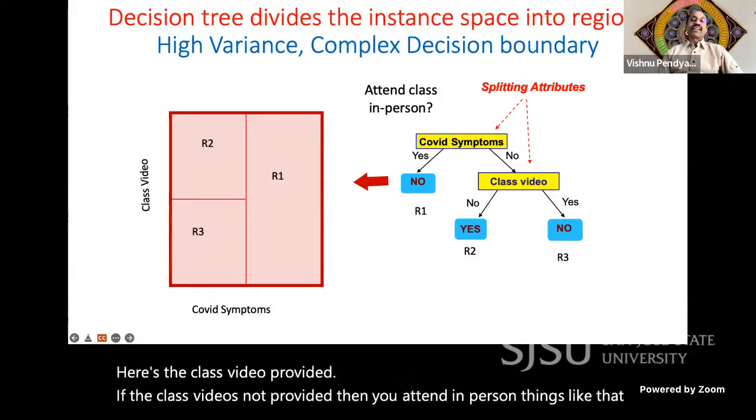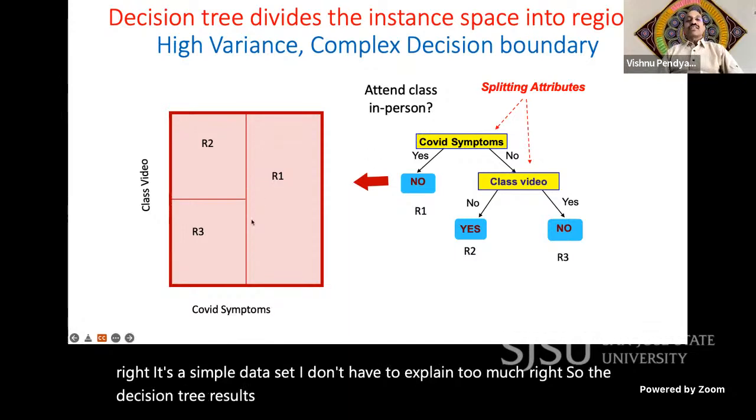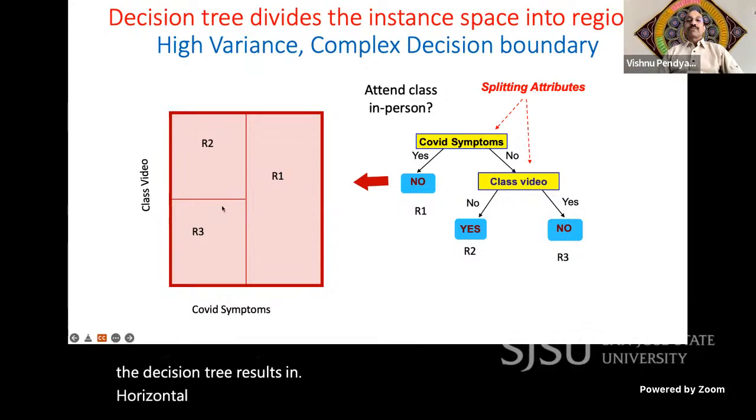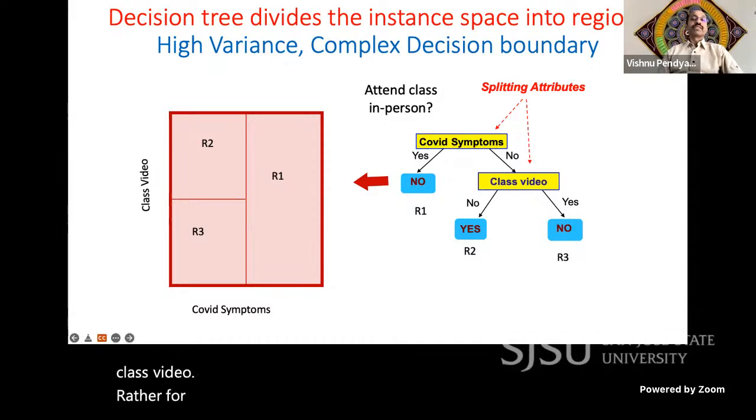It's a simple data set. I don't have to explain too much, right? So the decision tree results in horizontal or vertical splits, right? If you see the first split in this class video, the first split is on COVID symptoms. So COVID symptoms, yes or no?